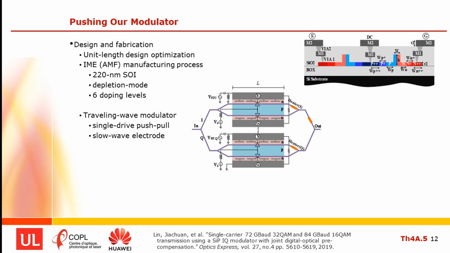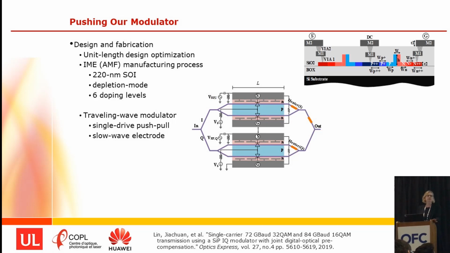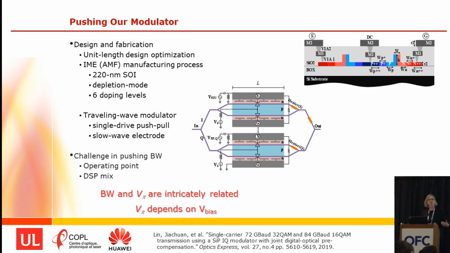When we look at what is the challenge in pushing the bandwidth of our modulator, it basically comes down to two optimizations. One is the operating point that we run our modulator at, and the second is the DSP mix we use to compensate for it. Now, why is the operating point challenging in an all-photonic solution? It's because the bandwidth and the V-pi are intricately related in silicon photonics, and the V-pi itself depends on the operating point that we choose to run at.